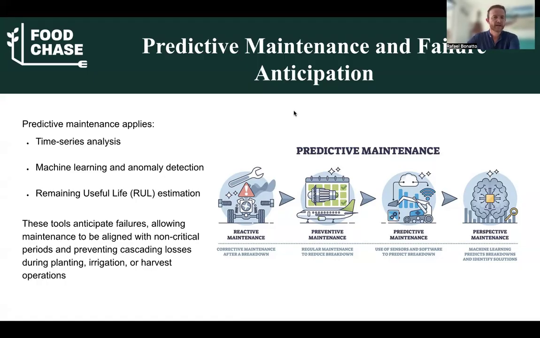And these tools anticipate failures, allowing maintenance to be aligned with non-critical periods. Example, in between the harvesting and processing times, I can set my maintenance because the lines won't be working, or maybe I have more time to think about and operate. They can help you to be aligned with the non-critical periods, like I said, preventing cascading losses during planting, irrigation, or harvest operation. You don't want to be caught at harvesting time, stopping your machinery to fix it during the harvest time. That will cause a lot of problems, okay?